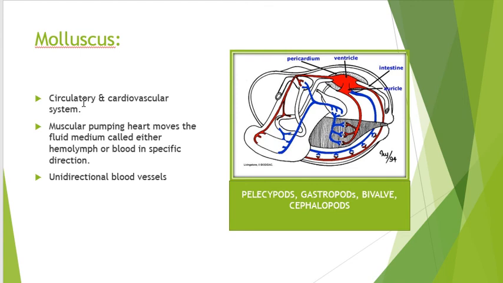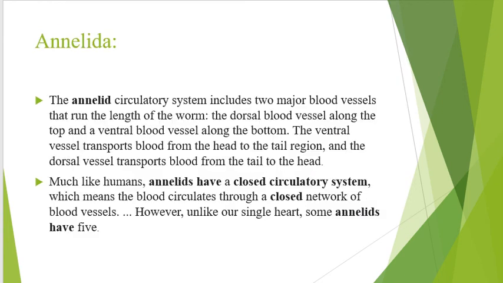their circulatory system, the closed circulatory system, is also called the cardiovascular system, as it involves the cardiac and vascular vessels for the transportation of materials. A muscular pumping heart is present that moves the fluid medium, called either lymph or blood, in a specific direction. Unidirectional blood vessels mean blood vessels that allow the movement of materials in a single direction.